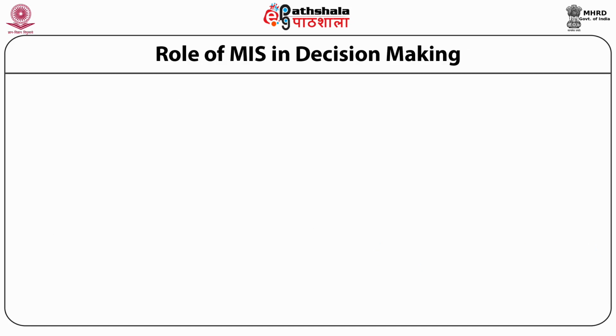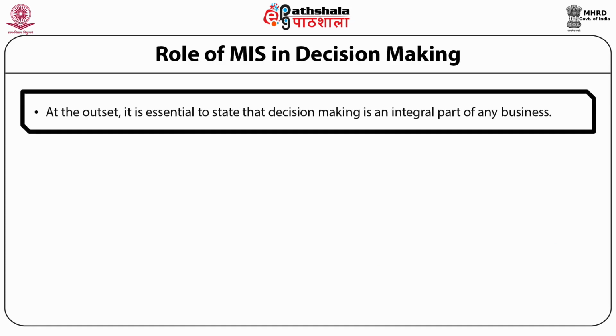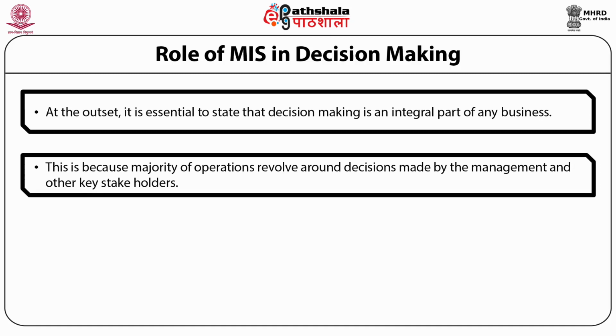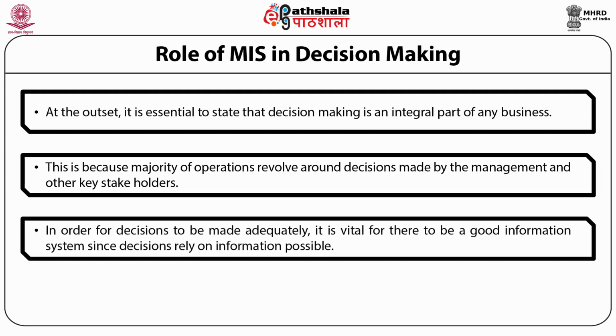Let us throw some light onto the role of management information system in decision making. At the outset, it is essential to state that decision making is an integral part of any business. This is because the majority of operations revolve around decisions made by the management and other key stakeholders. In order for decisions to be made adequately, it is vital to have a good information system, since decisions rely on information.